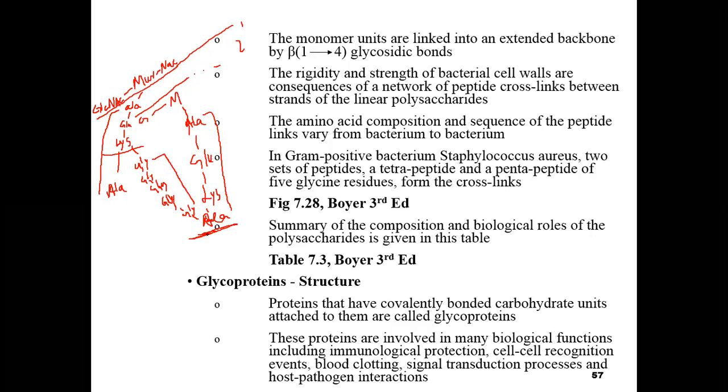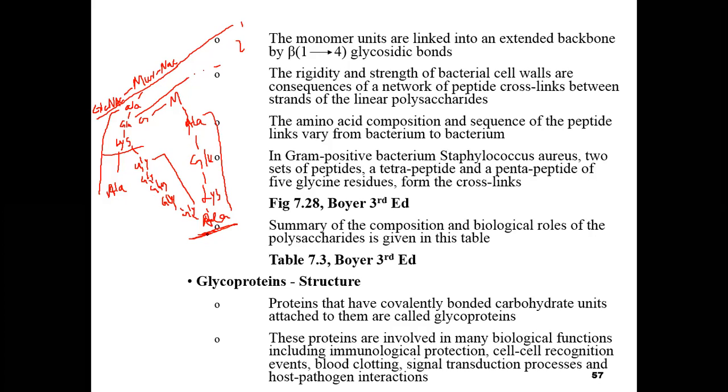The monomer subunits are linked into an extended backbone by the beta-1,4 glycosidic bond. The rigidity and the strength of the bacterial cell walls are consequences of the network of the peptide cross links between the strands of linear polysaccharides. The amino acid composition and the sequence of the peptide links vary from bacterium to bacterium.